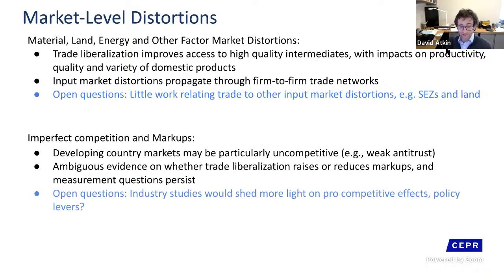One area which the IO literature has pursued is focusing on specific industries where you can do a good job at understanding production functions and markups, and that may be a fruitful direction to go, rather than trying to do things in aggregate for the whole economy, which may be a heroic task. And also here we have a big question on what the policy levers are to increase competition. Again, we talk about antitrust in developing countries, in developed countries. Is that really feasible in many of the world's poorest countries? What could be done to facilitate greater competition? So I think those are all key questions going forward.